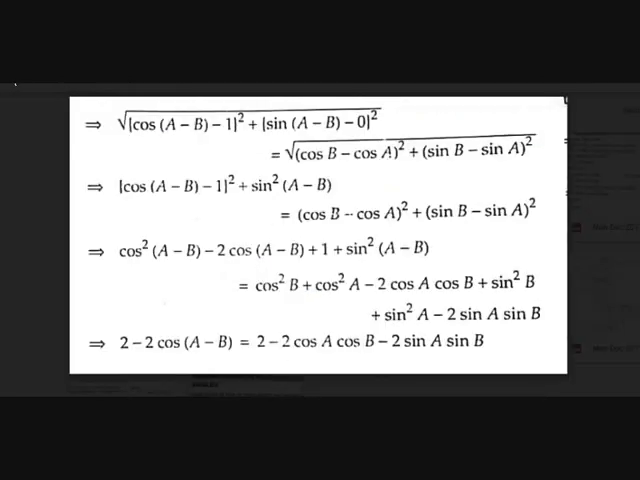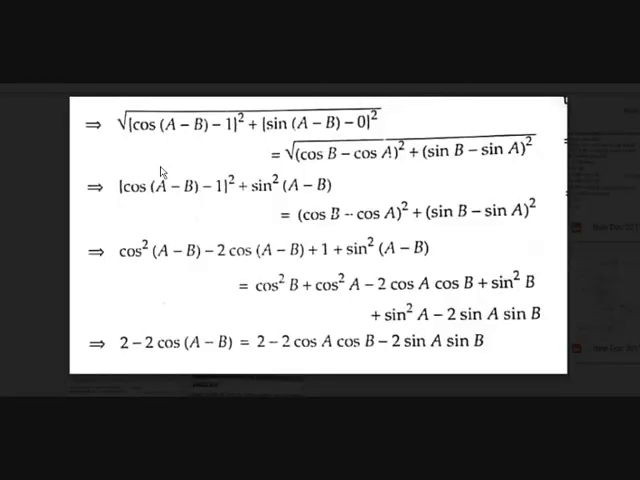Okay, now how can we derive the formula from this? We can take the distance formula, right? Let's see how to derive this. Then that implies root of cos alpha minus beta minus 1 whole square plus sin alpha minus beta minus 0 whole square. Why cos alpha minus beta minus 1 and sin alpha minus beta minus 0? If we see the picture, you'll understand that.